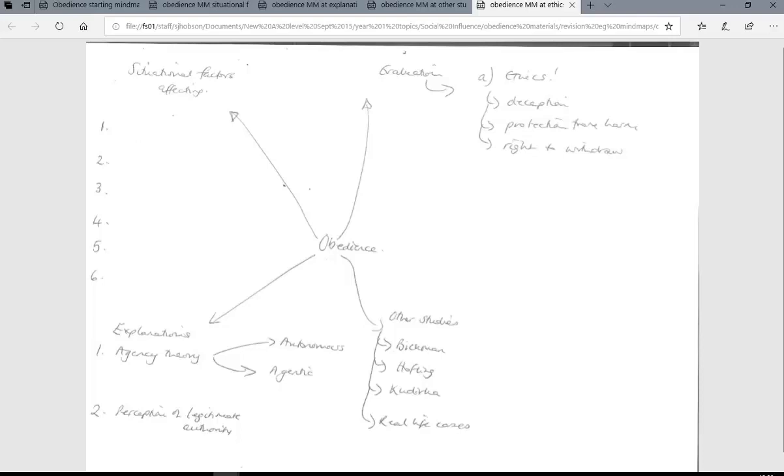First of all, we've got deception. So you need to be able to state where the deception was. So here we've obviously got deception in that they didn't realise that the actor was a stooge. The naive participant thought that they were both naive participants. And also they were told that the investigation was about the effects of punishment on learning whereas it was actually about obedience. Secondly, protection from harm. Obviously, the naive participants were very distressed about the situation. We've got evidence of that. We see it on the original clip.